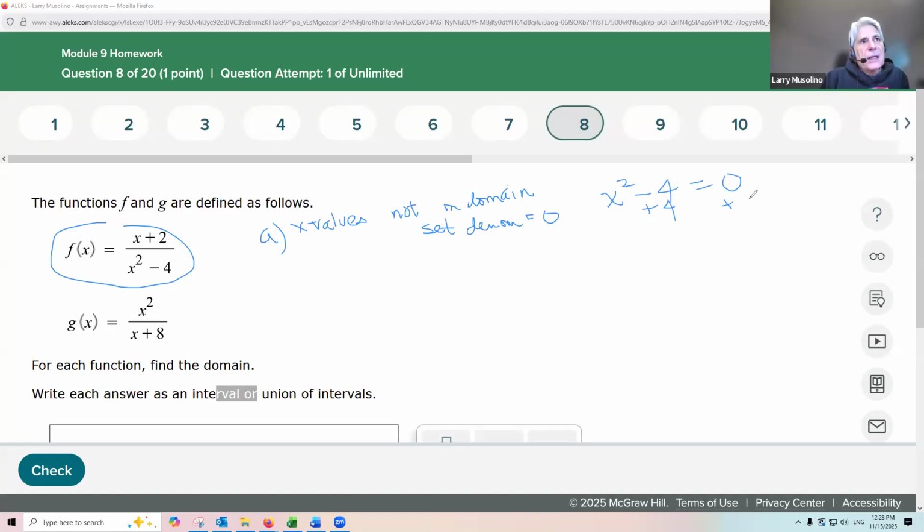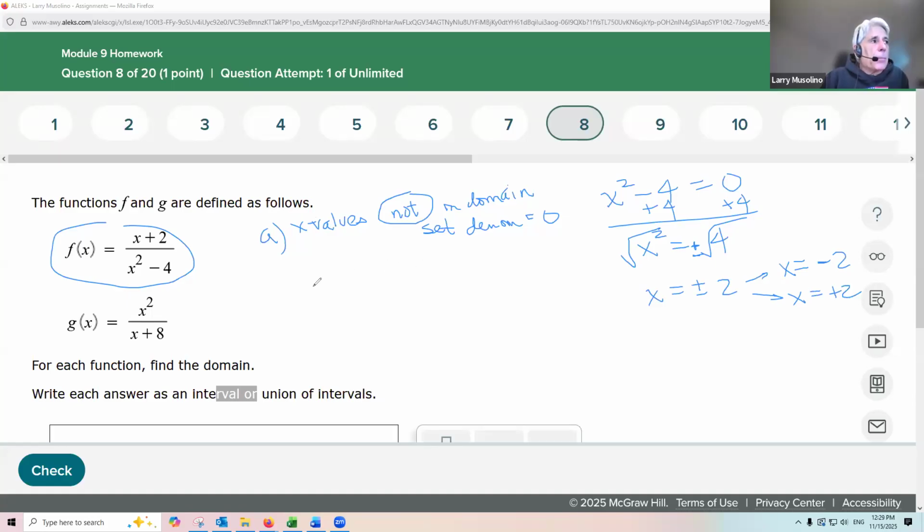Add 4 to both sides here. That's going to get me x squared equals 4. Square root both sides, but you've got to remember to put a plus or minus in front of the square root of 4. So x is plus or minus 2. So x equals negative 2, x equals positive 2. Remember, these are the values not in the domain.